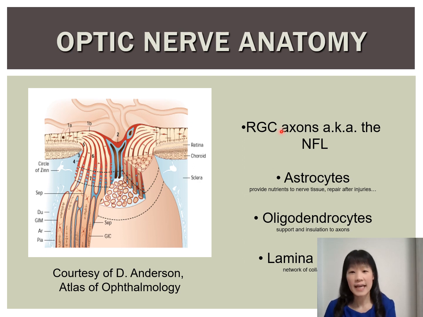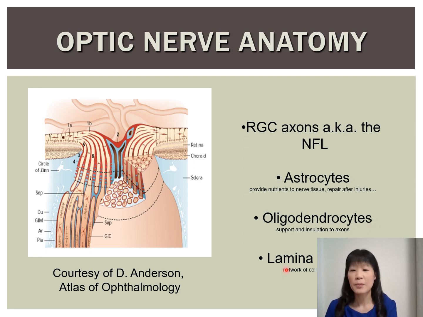So the optic nerve not only has nerve tissue or retinal ganglion cells, it has other supporting structures such as the astrocytes, which are like the mother hen of the optic nerve because they provide nutrients to the optic nerve and try to repair it when it's damaged. The oligodendrocyte cells basically support and insulate the optic nerve like a winter jacket.